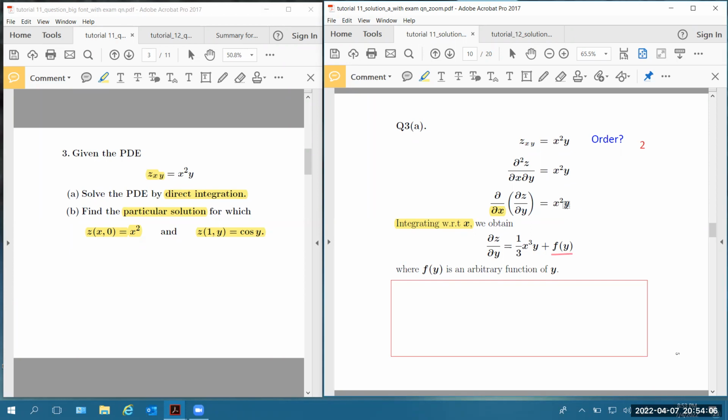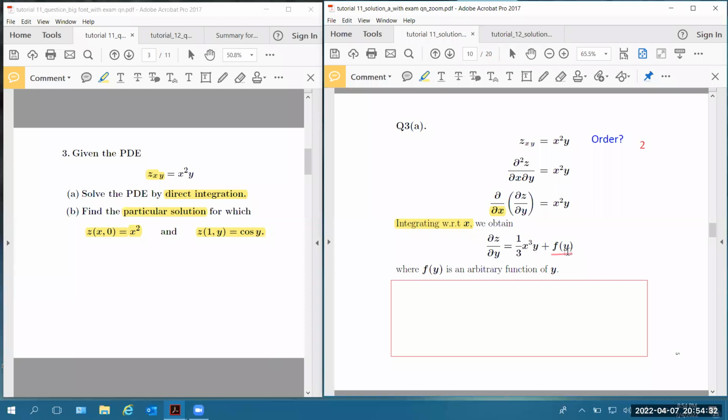So here you get x cubed over 3 and then times y. Is it okay? So this one after integration will give you this. So this term, okay? All right. So this is called finished integration already. And then you know, oh, you need to add something, right? Add arbitrary function. And then your arbitrary function here is a function of y.